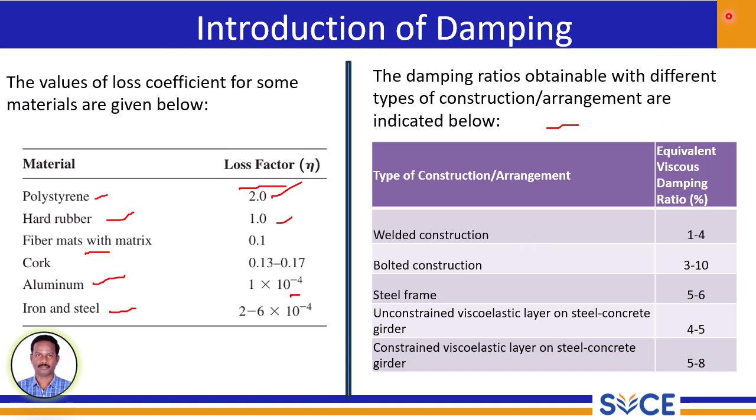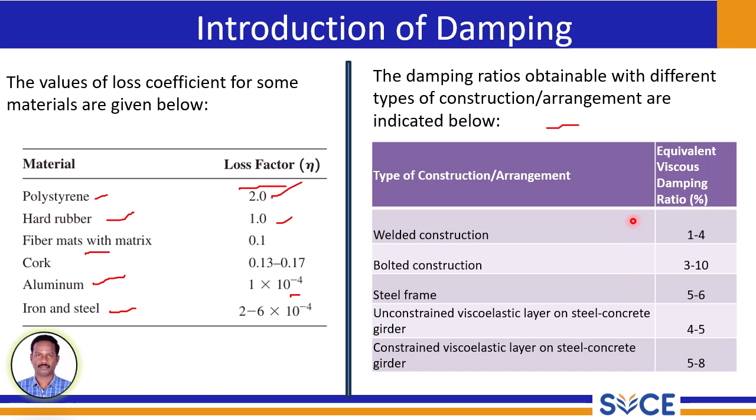As we touched upon earlier, welded constructions typically offer relatively low damping, with damping ratio in the range of 1 to 4%. In contrast, bolted constructions generally provide higher damping ratio, ranging from 3 to 10%. This increase, as we discussed, is primarily due to frictional losses at the bolted interfaces by microscopic slip. A typical steel frame structure might exhibit damping ratio between 5 to 6%.